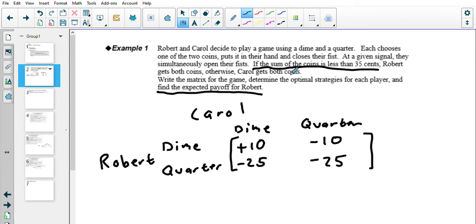So let's determine the optimal strategies for each player. Let's look at Robert, right? We see that if Robert plays his quarter, he's going to lose. Either way, he's going to lose that quarter, right? There's no way that he plays the quarter and the sum is less than 35 cents, right? If he plays the quarter, whatever Carol plays, the sum is going to be 35 cents or more, so Carol's going to get his quarter. So for Robert, the dime is the optimal choice for Robert.